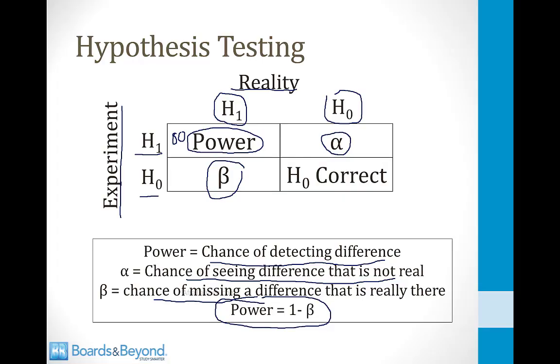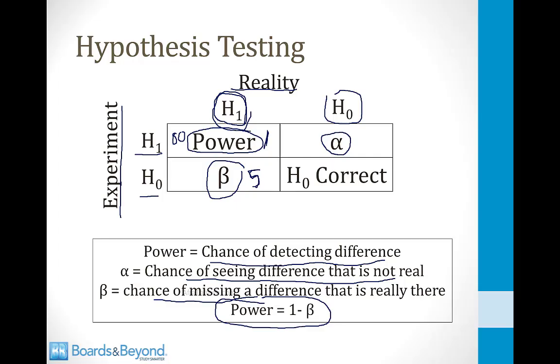If the chance of a beta error is 5%, what's going to happen the other 95% of the time? Whatever's up here. In other words, if in reality there is a difference between the two groups. In other words, if in reality H1 is correct and you're going to miss that 5% of the time, it means you're going to get it right 95% of the time.